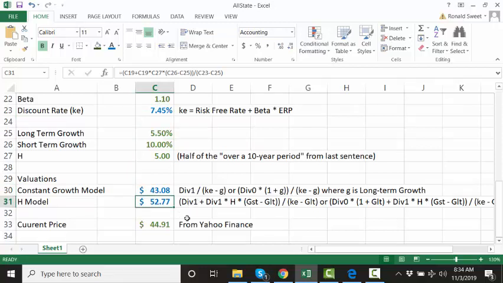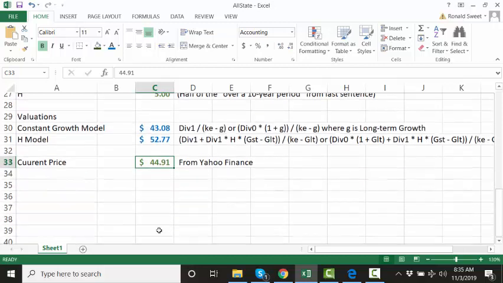The H model, a little more complicated. You use dividend 1 plus dividend 1 times H times growth short term minus growth long term, divided by KE minus growth long term. If you have dividend 0, you do have to adjust dividend 0 and multiply by 1 plus G. So there's our H model valuation, $52.77. The current price is $44.91.